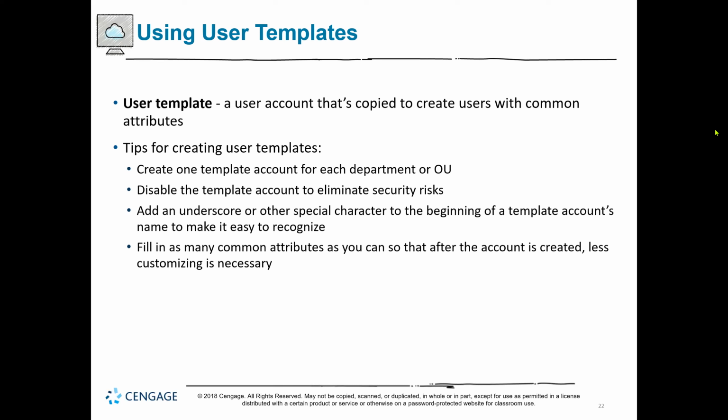Add an underscore or other special character to the beginning of the template account's name to make it easier to recognize. Doing the underscore is the most common method that I've seen, just because it's really easy to search by. If you do asterisk underscore, then everything with that underscore is a template. I've seen them do that on service accounts too. And fill in as many common attributes as you can, so that after the account is created, less customizing is necessary.